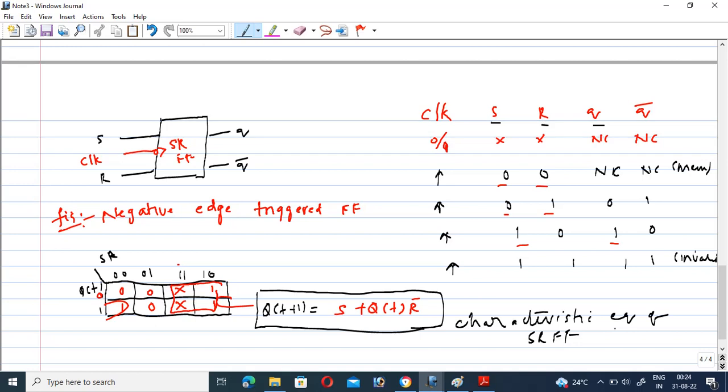So next one, excitation table of an SR flip-flop. Obviously, everyone has a doubt about what is meant by excitation. Generally excitation means input, and response is nothing but output. So excitation tells us how we can set the flip-flop output from 0 to 1 or 1 to 0. So what are the possible requirements for the input?